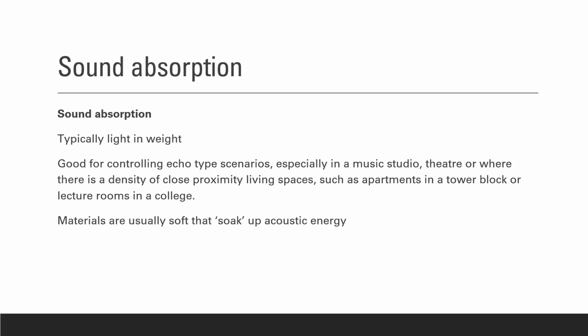So if we look at sound absorption, typically it's light in weight, usually soft, sponge-type materials, because there are lots of little pockets within the spongy texture where the acoustic energy can be absorbed. It's good for controlling echo scenarios. So if we're looking at music studios, theatres, close proximity living spaces, apartments, even lecture rooms in the college. If we can hear the lecture next door in the classroom next to you, that's not going to be great if you can't focus on the task in hand.